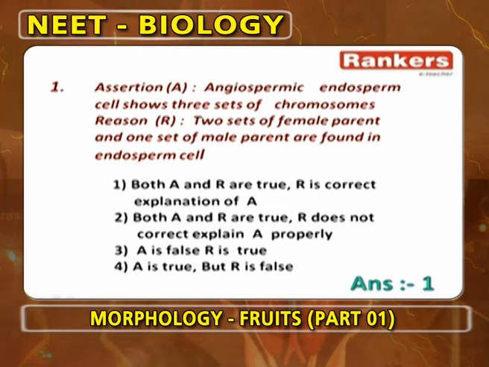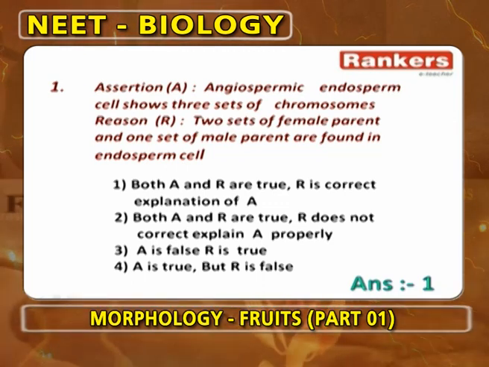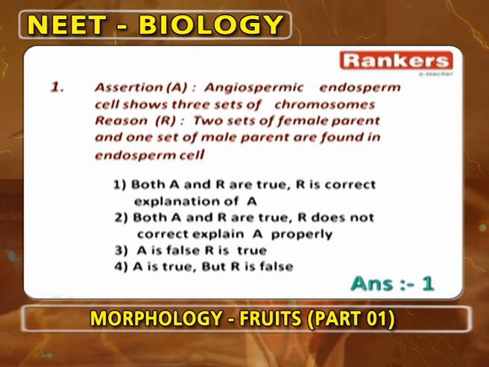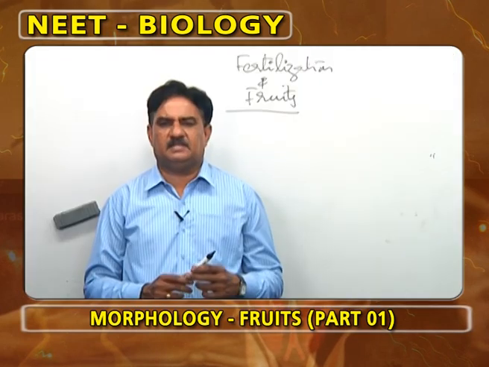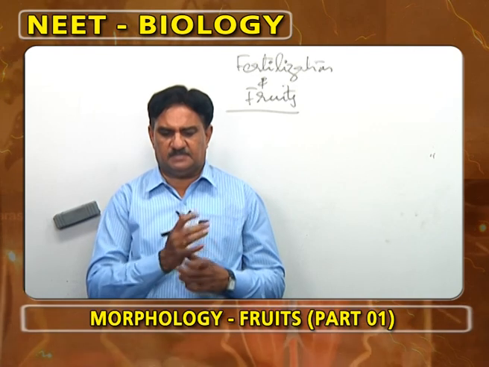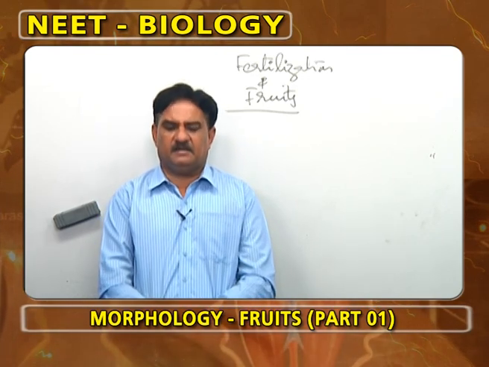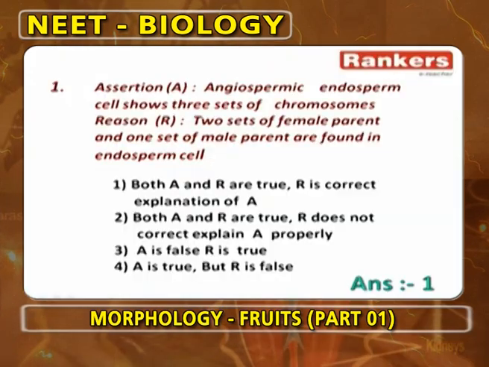3 genomes is correct. Why 3 sets of chromosomes? Because 2 sets of female parent, that is secondary nucleus, and 1 set of male parent, that is male gamete, fuse to form endosperm. So, both A and R are correct. R is the correct explanation of A.